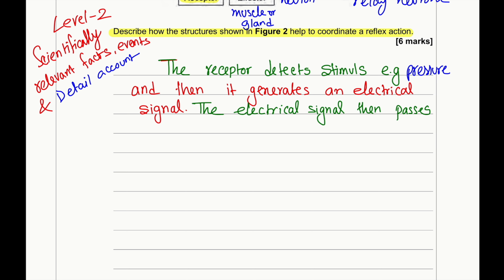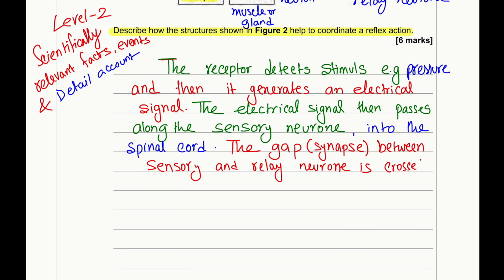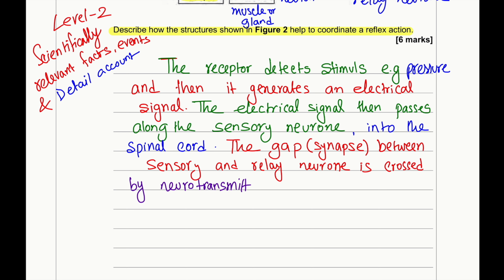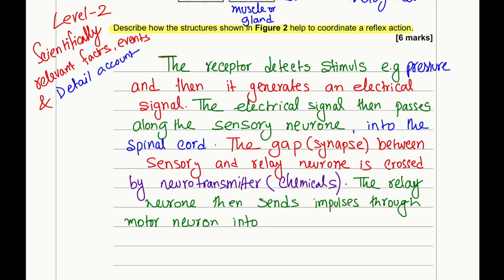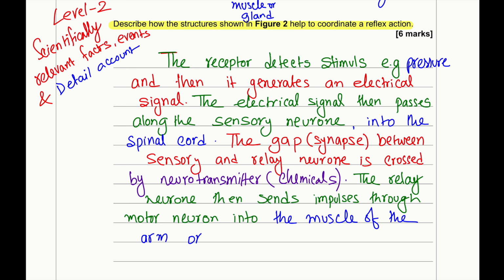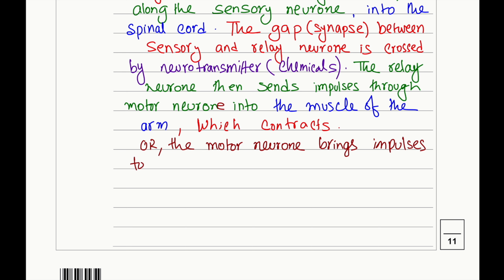electrical signals are then conducted by the sensory neuron, and then it crosses the synapse between the sensory neuron and the relay neuron by neurotransmitter. The chemical then stimulates impulses in neuron B, which is the relay neuron, and then the same happens from the relay neuron to the motor neuron, and the motor neuron carries the information to the effector, which is the muscle of the arm or a leg, which contracts. Or a motor neuron can carry the information to a gland, which secretes chemicals.